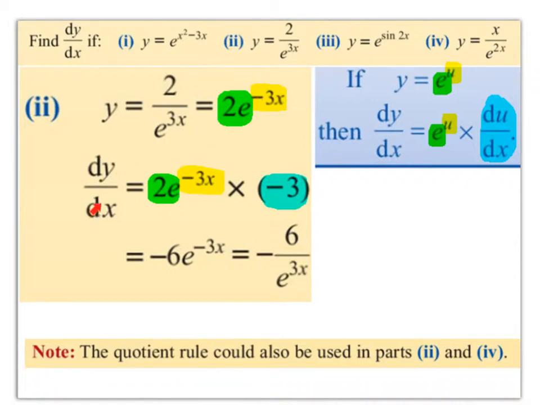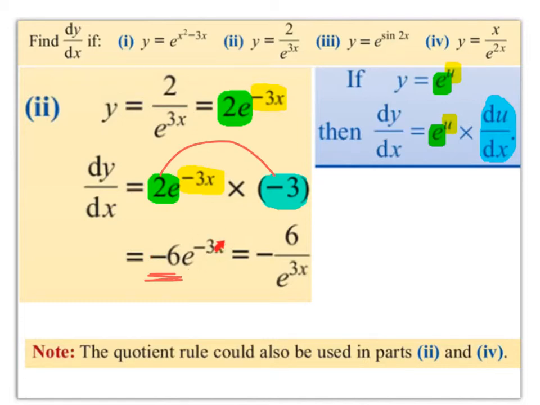So dy dx is going to be 2e to the power minus 3x. So that's going to be the e to the u using the chain rule. So we basically just write that down as it is. And then we need to get du dx, which is the derivative of the index. So the derivative of minus 3x is minus 3. And then we just multiply. So the numbers get multiplied. So 2 times minus 3 ends up giving us minus 6. And then we just stick e to the power of minus 3x onto the minus 6. So we've minus 6 e to the power of minus 3x.